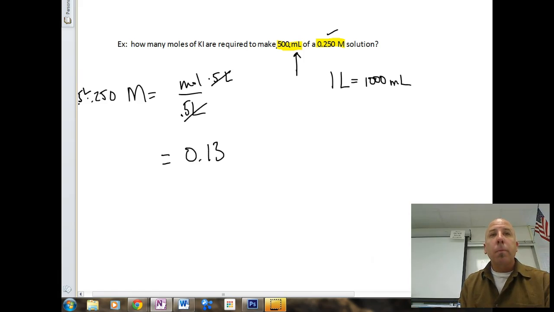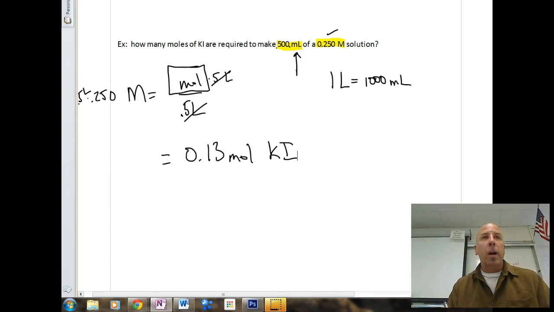Looking at the unit, because we were solving for moles, this answer is going to be moles of potassium iodide. And that's how we can solve a molarity problem.